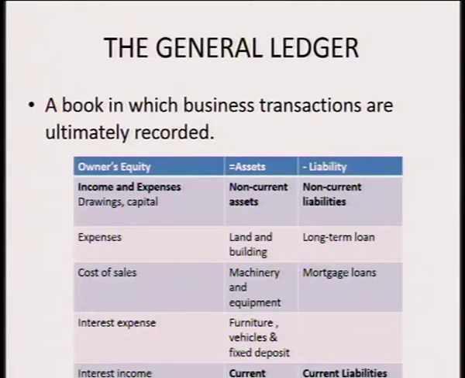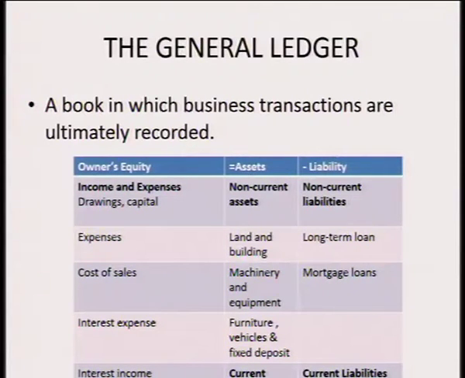While our current assets have got stock, inventory. Stock or inventory is the same thing. Bank, debtors, as well as prepaid expenses. And our liabilities also have current liabilities and non-current liabilities.